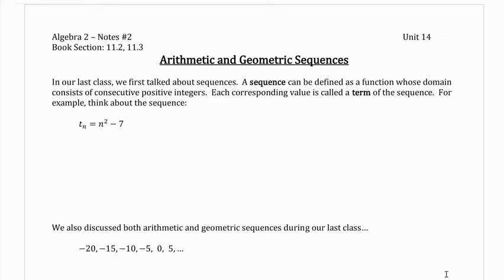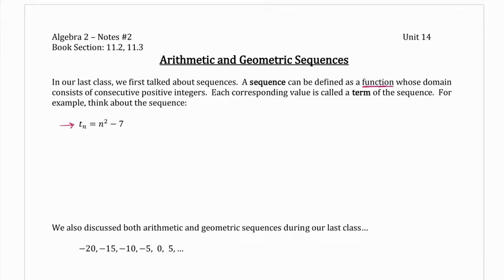Basically, a sequence can also be thought of as a function, and we've talked about that a little bit, where the domain is actually consecutive positive integers. So the domain is the inputs, remember, of a sequence or a function. So the input of a sequence is the number of the term that you're trying to find, and the output is the actual term. So if we've got a rule for a sequence such as this, then our input would be the term number and the output would be the actual term.